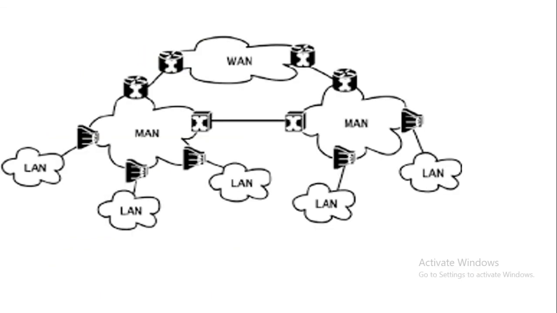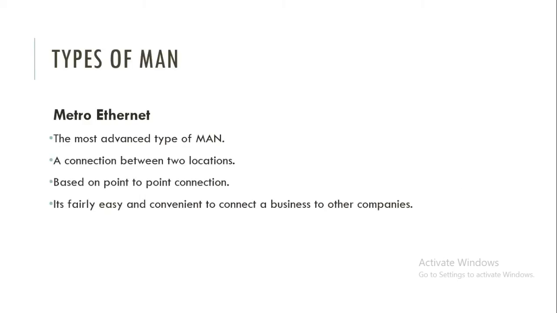This is an example of SONET. As you can see, there are ring-like structures across the MANs. Next up we have Metro Ethernet, the most advanced type of MAN that is used at present. It is basically a connection between two locations, a point-to-point connection.